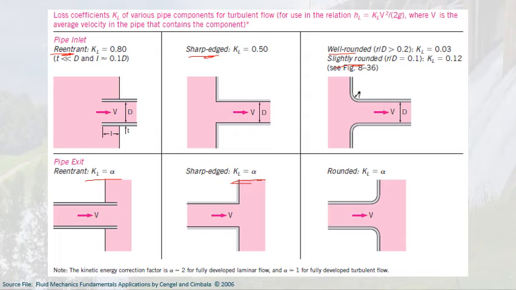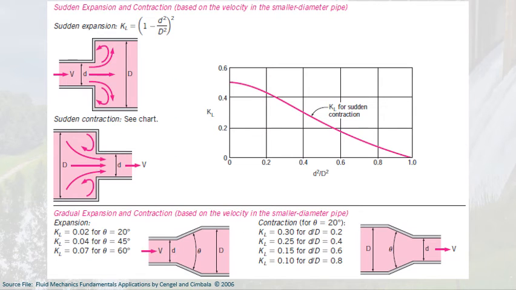The alpha here is the energy correction factor. Alpha is equal to 2 for fully developed laminar flow, and alpha is equal to 1 for fully developed turbulent flow. And then we have here another chart for a sudden expansion and contraction based on the velocity in a smaller diameter pipe. For sudden expansion, we can get the KL based on the diameter at the smaller cross-section, and then a sudden expansion to a bigger diameter. So you can get the KL using that formula.